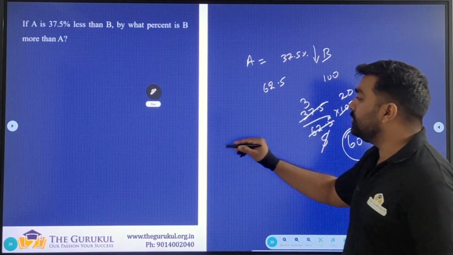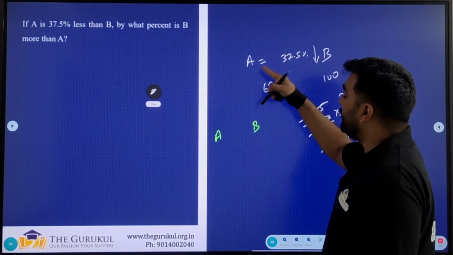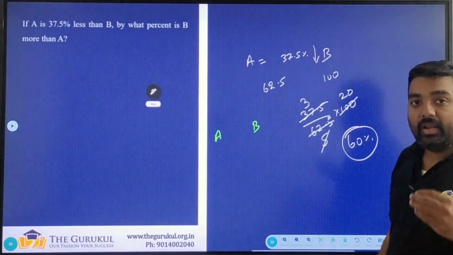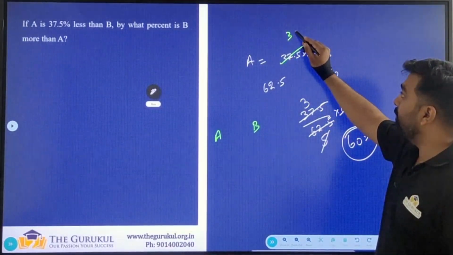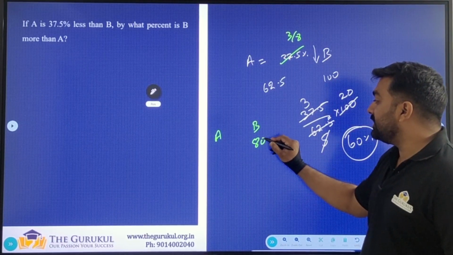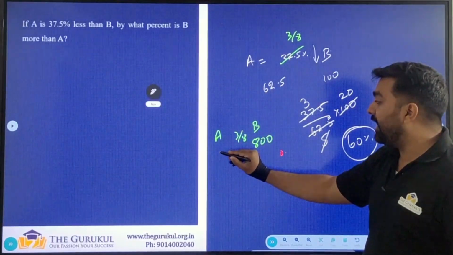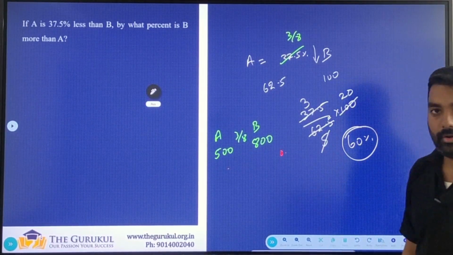So what we can do is the other way. A and B are there, A is 37.5 less than B. Let us take B, this is 3 by 8, right? So let's take an 8 multiple. If B value is 800, A value is 3 by 8 less than B, that is 500.